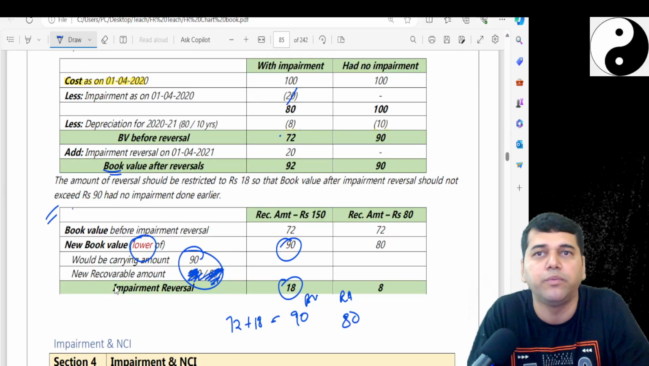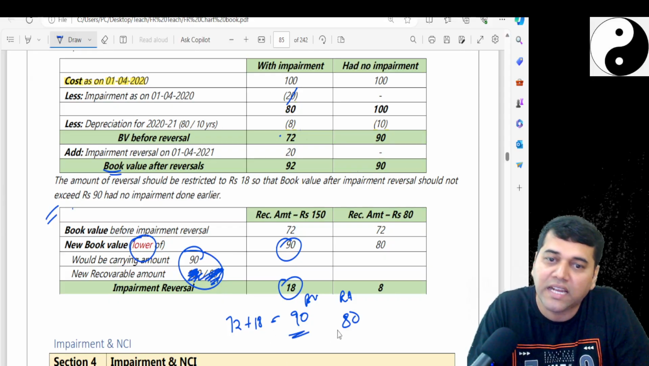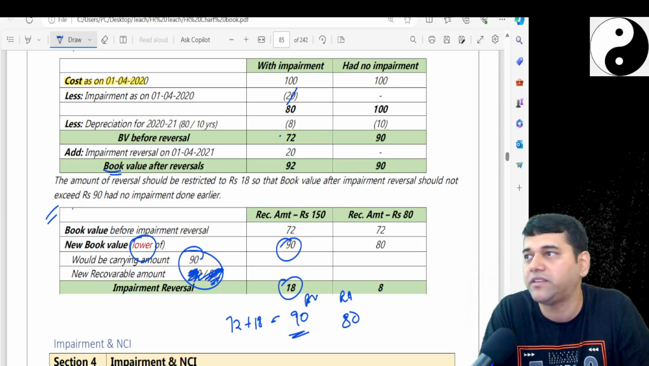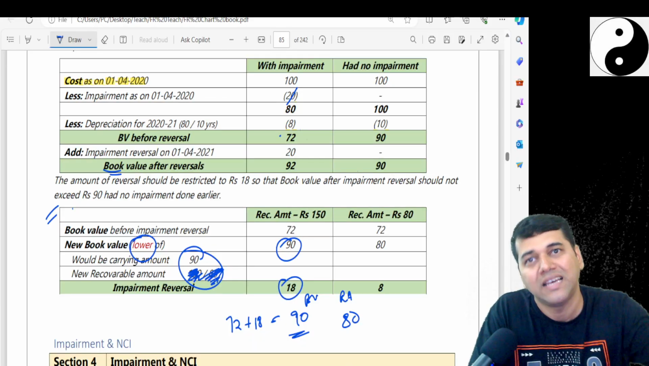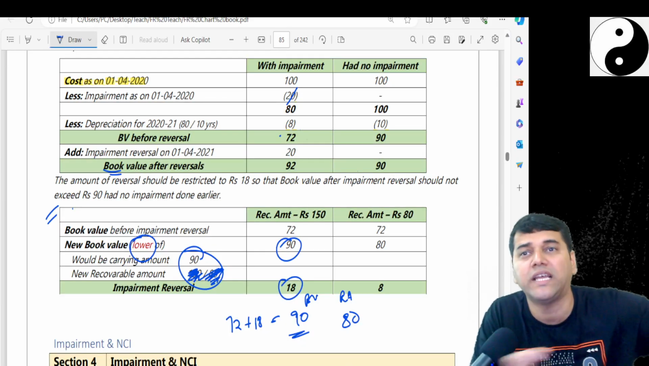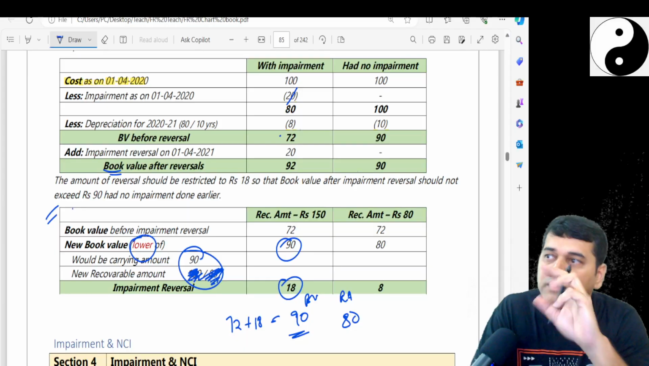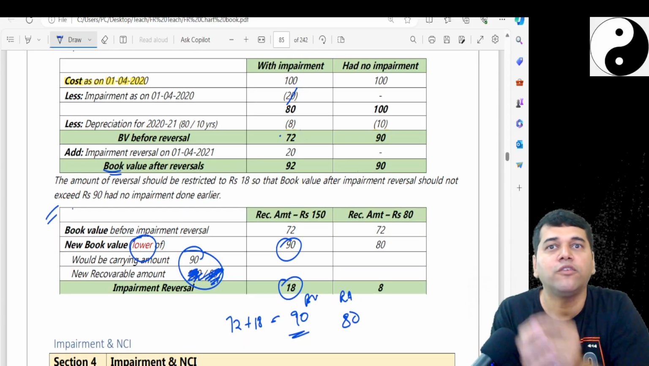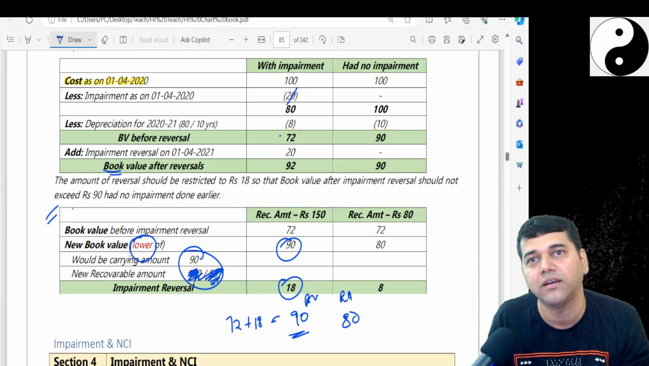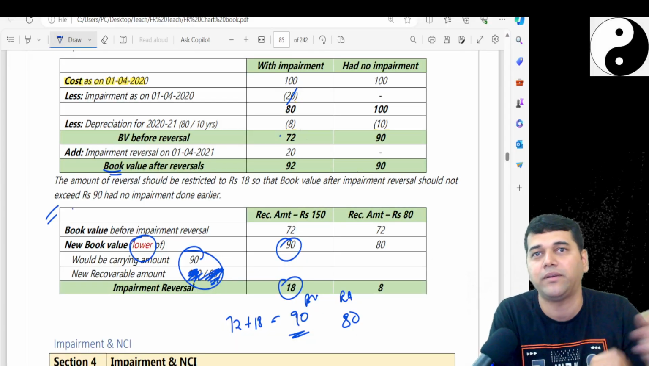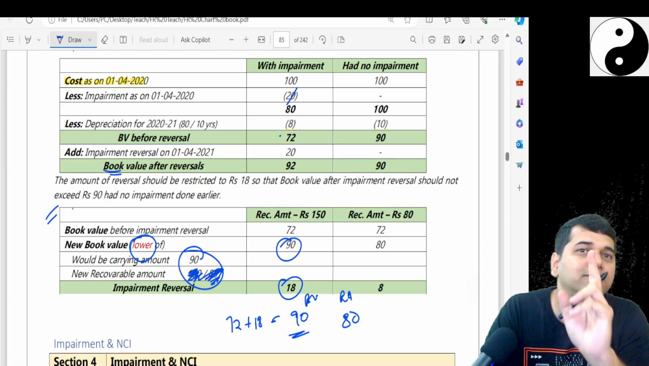Just compare with the would-be carrying amount. Once you get that, compare with the recoverable amount, and if there is an impairment, charge the impairment again. Rather than that, reduce your reversal to the extent of the lower of the two, finish. You don't have any more headache. Otherwise, you again have to test for impairment. Understood? Very clear?